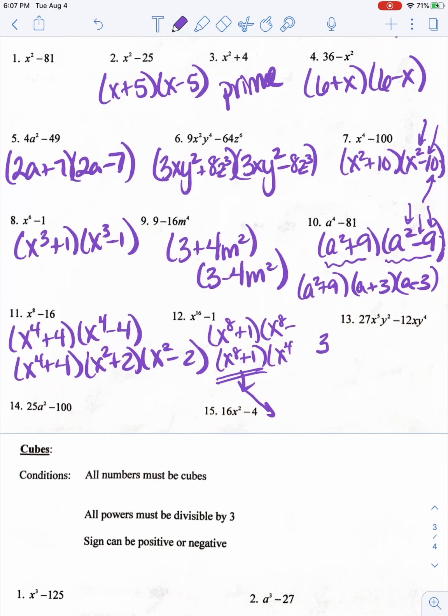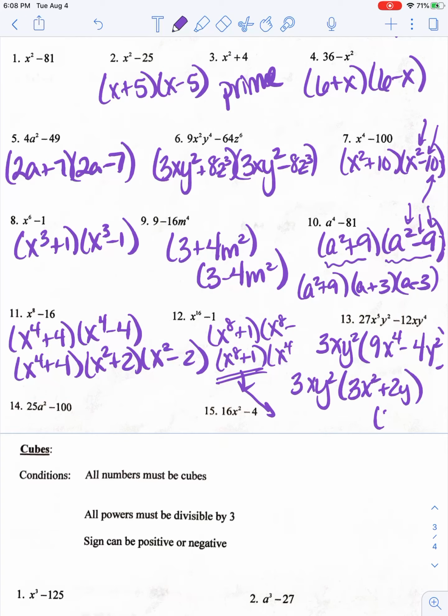This is a GCF. I can take a 3 out and an x out and a y squared out. That's going to leave me with 9x to the 4th minus 4y squared. And now I have squares. Oh, sorry. 3xy squared, (3x squared plus 2y) and (3x squared minus 2y).